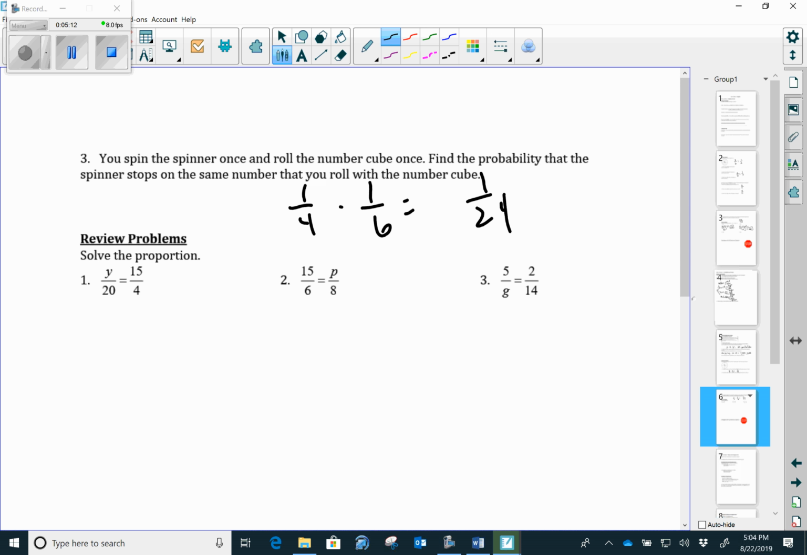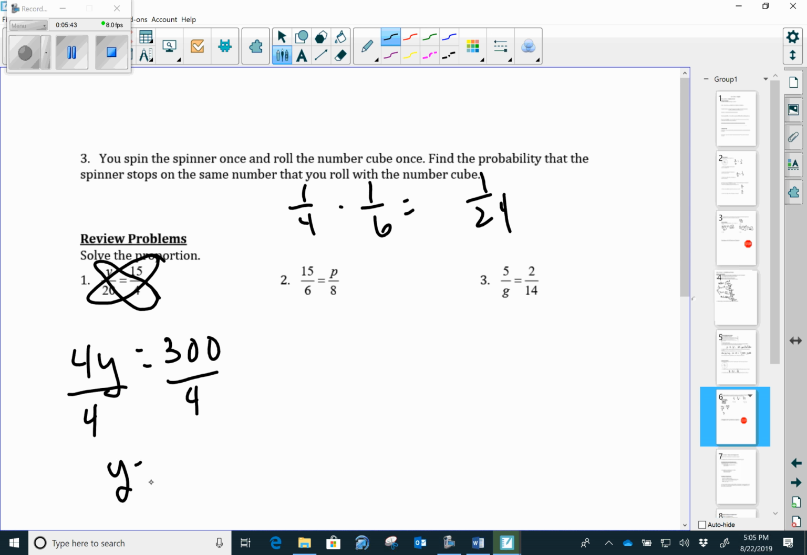Review questions. I'll do one, and then I'll let you do the second two. Solve the proportion. So this is reviewing what we learned before. You can use the cross products, and we'll do that. So y times 4 is 4y equals 20 times 15, and you get the number 300. You divide out by 4, and you get y equals 75. Now you try the next two.